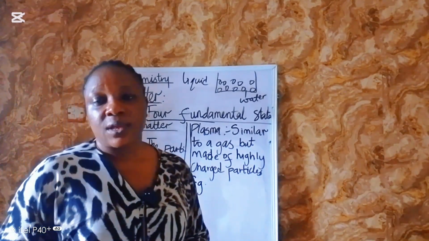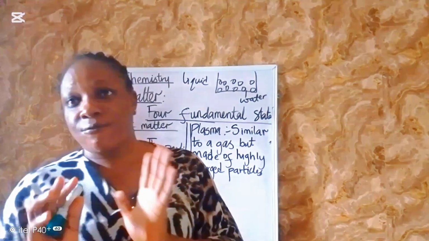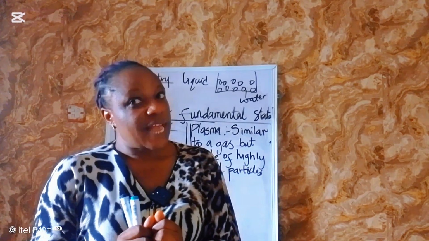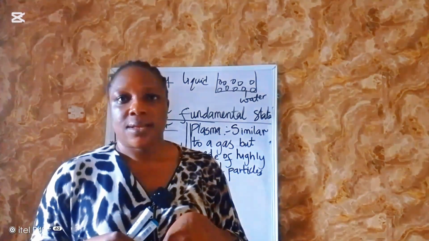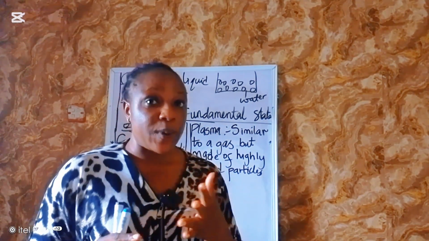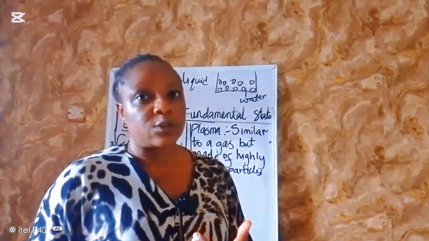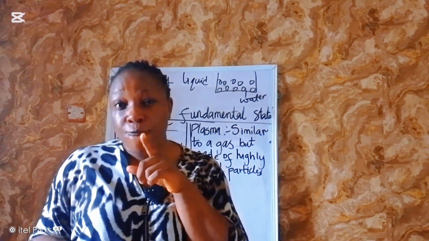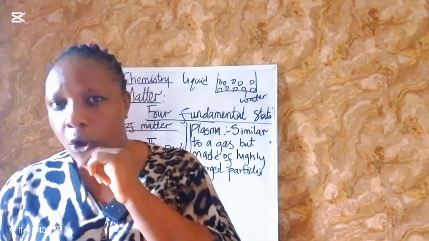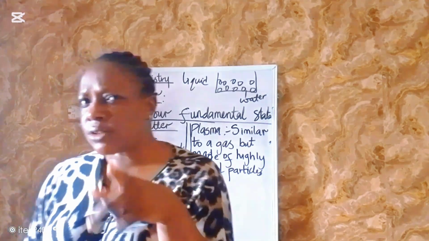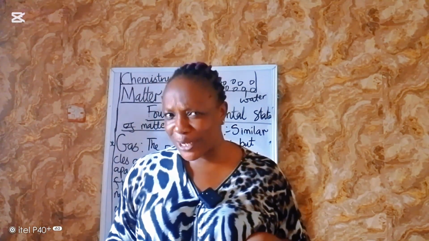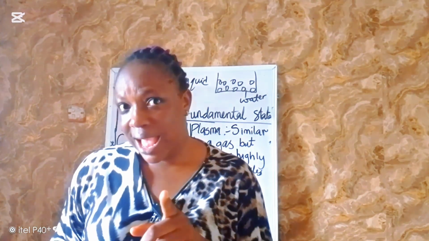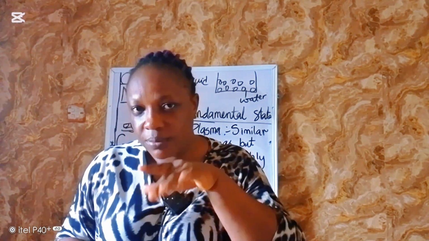We come to gas. In gases, the particles are far apart from each other. They are not closely packed as in liquid or tightly packed as in solid. They are far apart from each other. Another thing, they don't have a fixed volume or fixed shape. And somebody will ask me, was it not that all matter has volume? Yes, all matter has volume. But the volume of the gas is not fixed. It has volume, but it's not fixed.